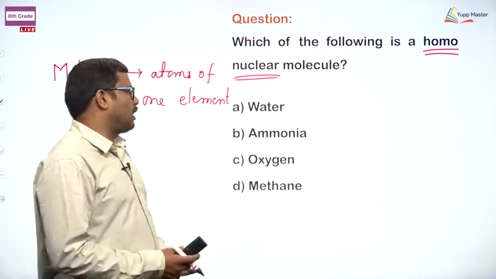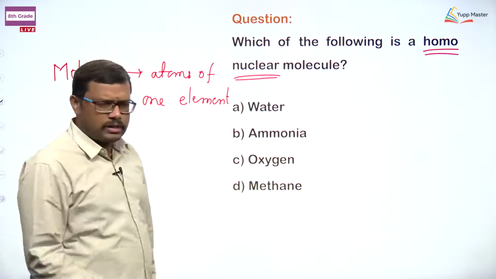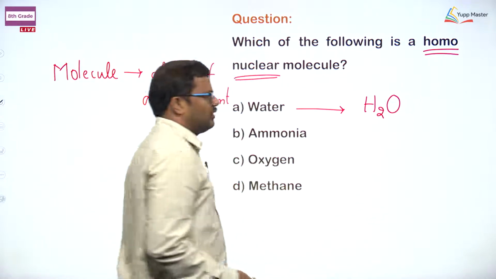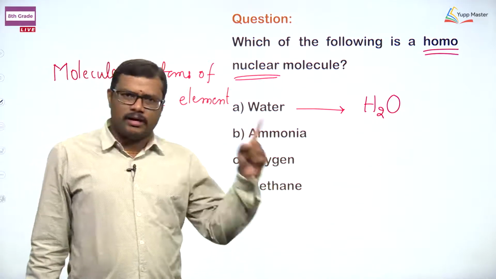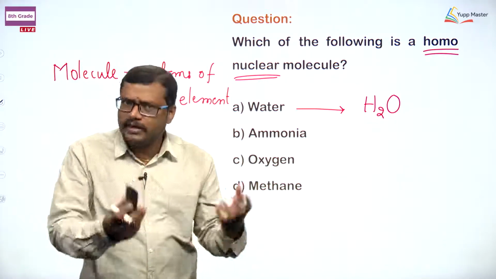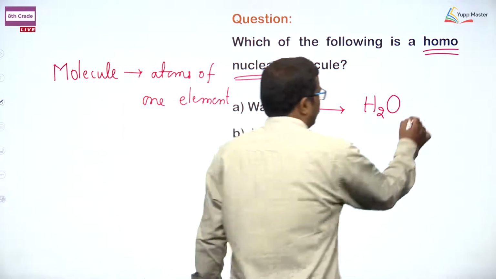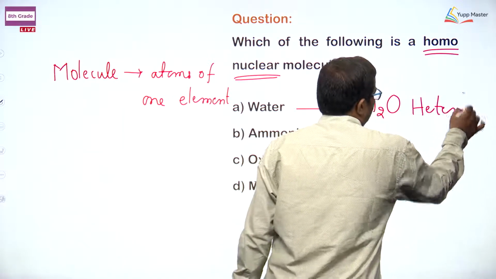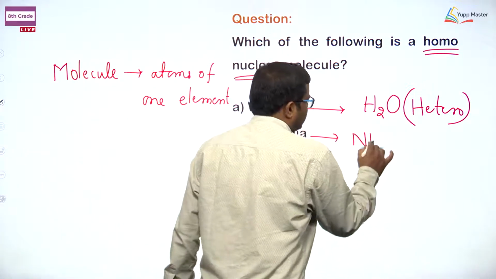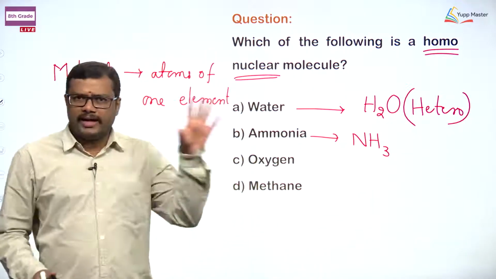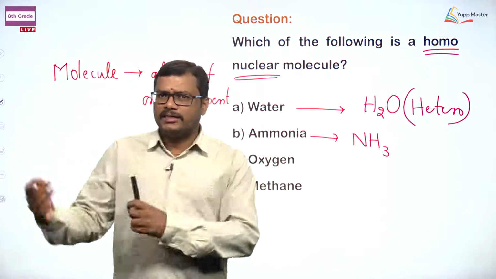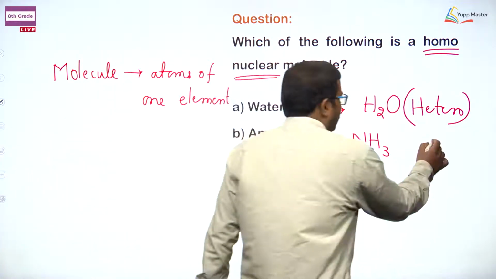So, which is the homonuclear molecule? Let us write the formulas of all these given compounds so that we can easily identify. Water, we know it can be written as H2O. If we observe the water molecule, 2 hydrogen atoms and 1 oxygen atom, atoms of hydrogen and oxygen are combining. So, atoms of different elements are present, so this is a heteronuclear molecule. Ammonia is NH3, 1 nitrogen atom and 3 hydrogen atoms are combining, atoms of different elements, hydrogen as well as nitrogen. So, it is also a heteronuclear molecule.